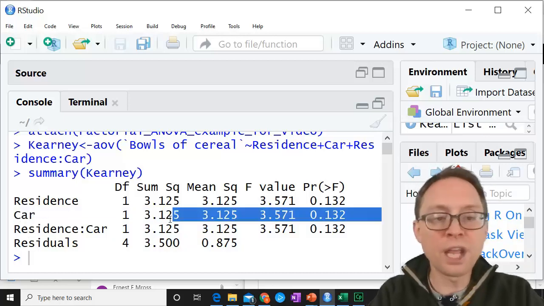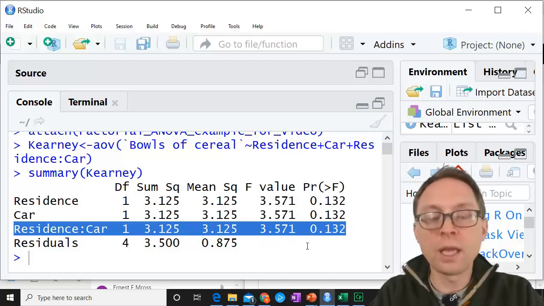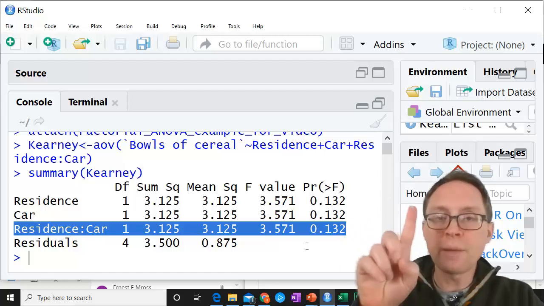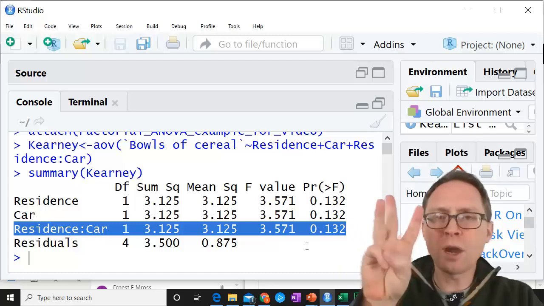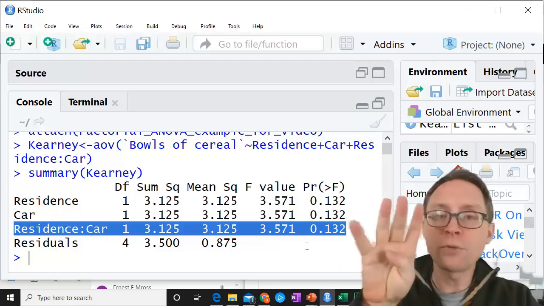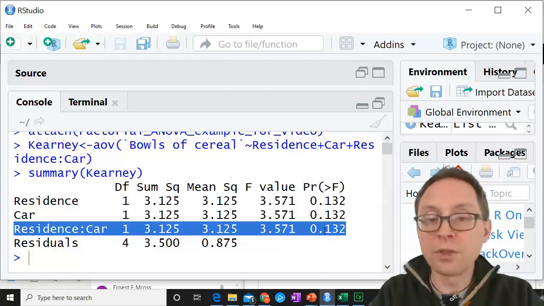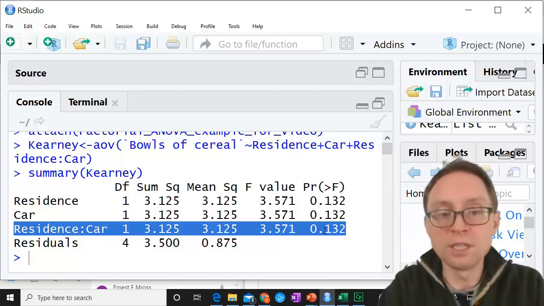This right here is the interaction term. It is looking at all four of those means. Remember, on campus yes car, on campus no car, off campus yes car, off campus no car, those four means, to see if there is a difference. And in this case, there is no significant difference.